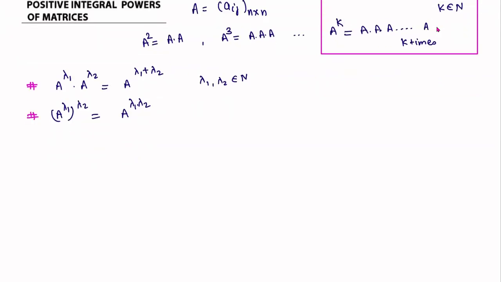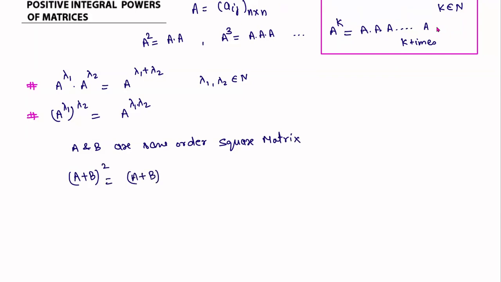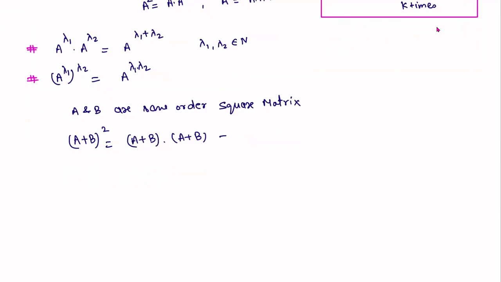Okay, now, sir. Say we have two matrices A and B, of the same order, square matrices. And we are doing A plus B whole square. Clearly, A plus B whole square is A plus B multiplied with A plus B, or not. So here A is pre-multiplied with A plus B, and B is pre-multiplied with A plus B. So we write A into A, that is A square, plus A into B, plus B into A, plus B square. Now we have two situations.